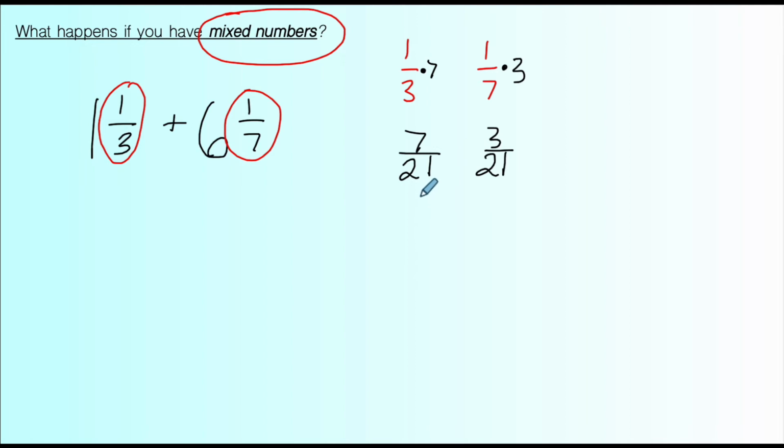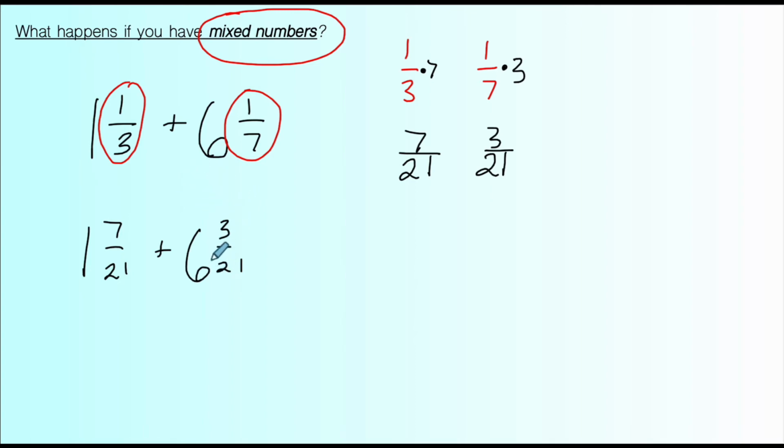Now I can go about adding these two mixed numbers. So first I'm going to rewrite the problem. Now instead of 1 and 1/3, I have 1 and 7/21. And now instead of 6 and 1/7, I have 6 and 3/21. You do not have to do the next thing that I'm going to do, though some people find it helpful to keep things organized.